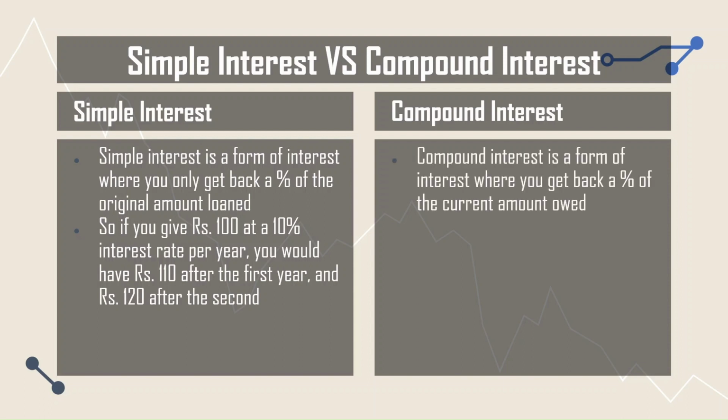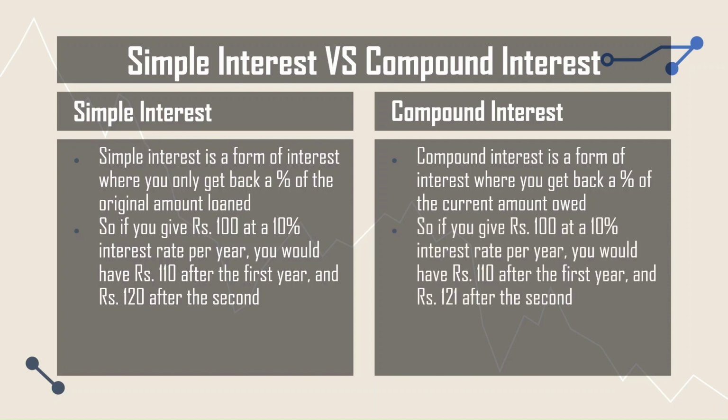Now, on the other hand, compound interest is a form of interest where you get back a percentage of the current amount that's deposited or the current amount that's owed after already taking in the first or second year's worth of interest. So if you gave 100 rupees at a 10% interest rate, as discussed in the last slide, you would have 110 rupees after the first year, but 121 after the second, because you're taking 10% of the 110 rupees.